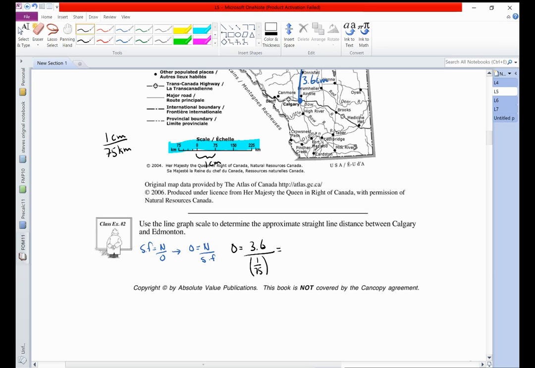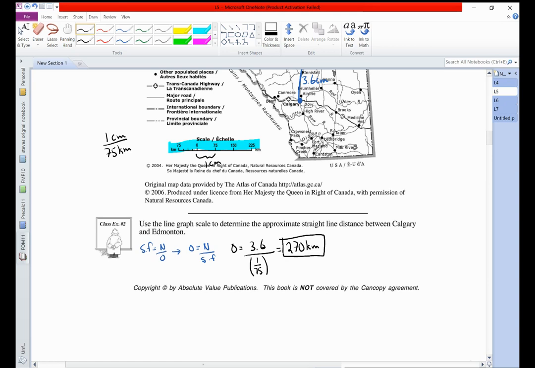And when you do that, you will get 270 kilometers. So that is your straight line distance between Calgary and Edmonton, right? It's not going to be 3.6 centimeters. We know they're a lot further away than that. But in kilometers, according to our scale, it's about 270 kilometers.